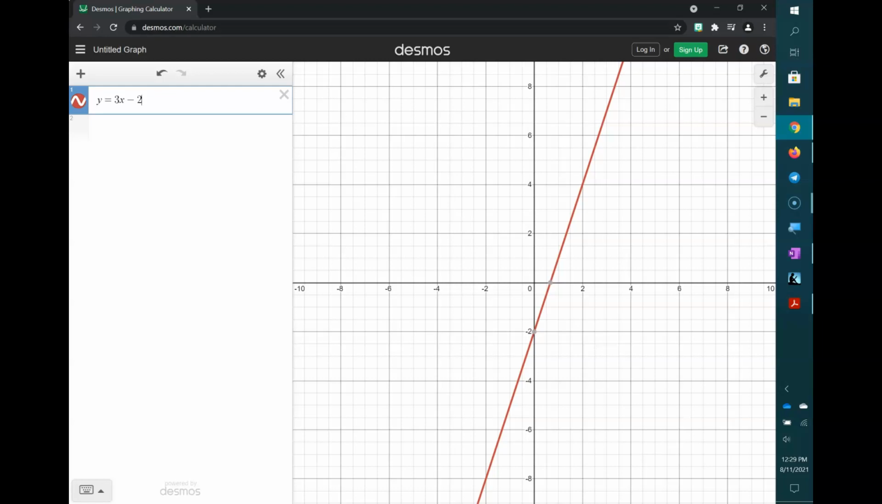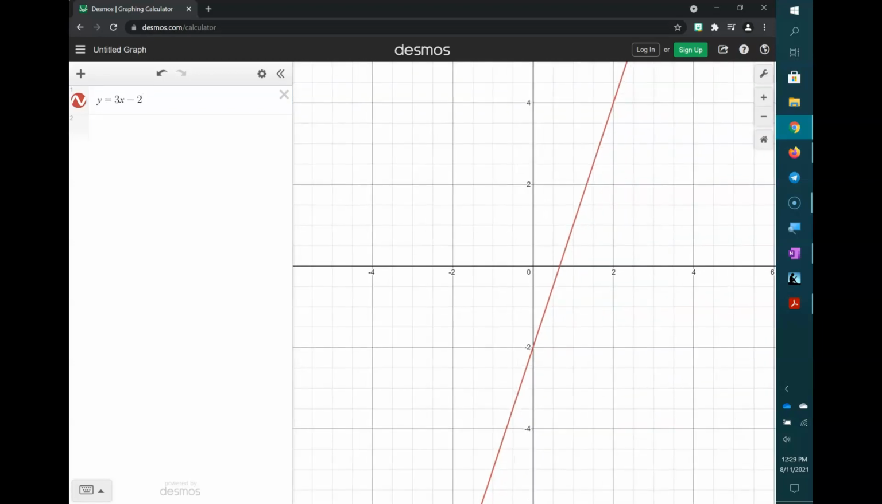And notice the gray dots. If you touch the line and touch another line that's crossing it, Desmos will tell you the intercept coordinates of that point. So you can see we have (0, -2) is the y-intercept, and then about (2/3, 0) is the x-intercept.